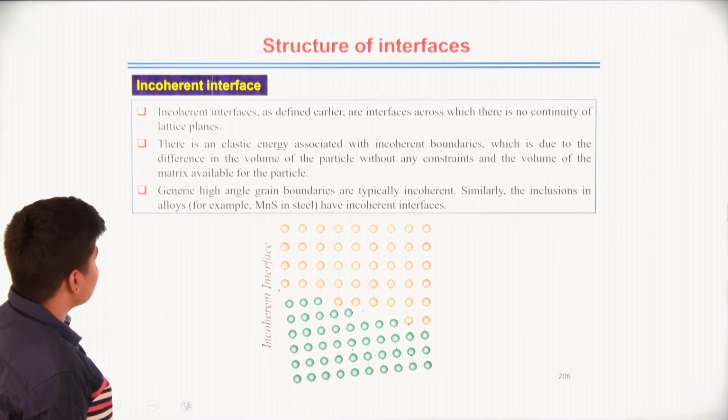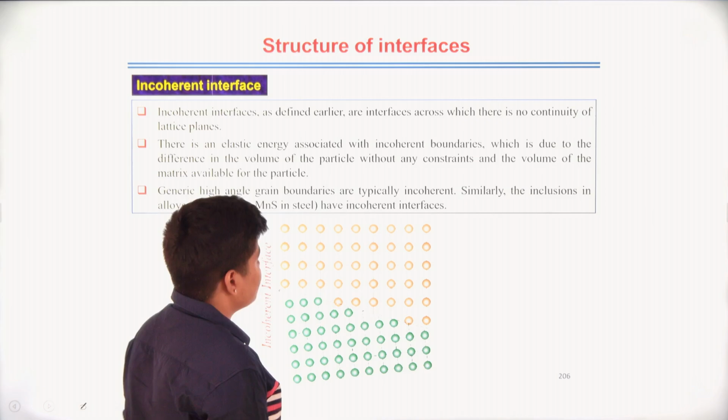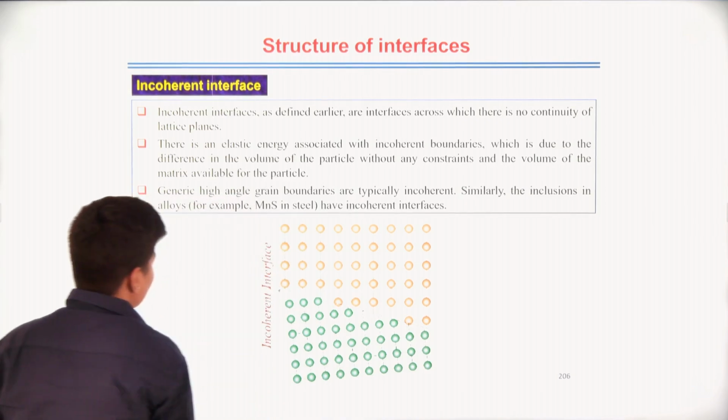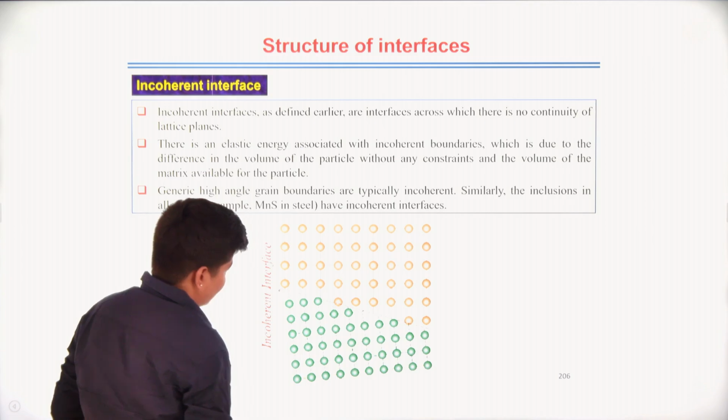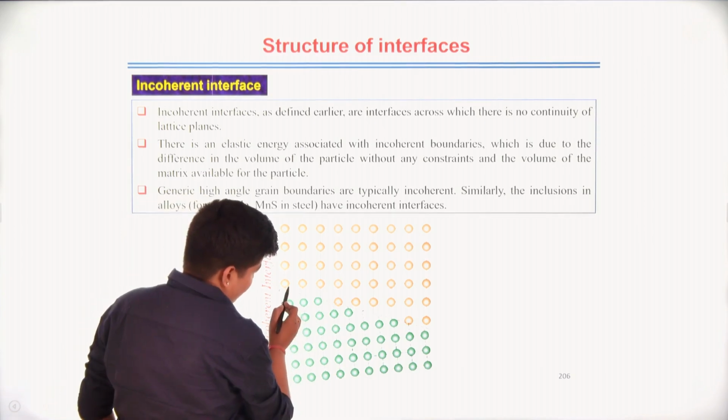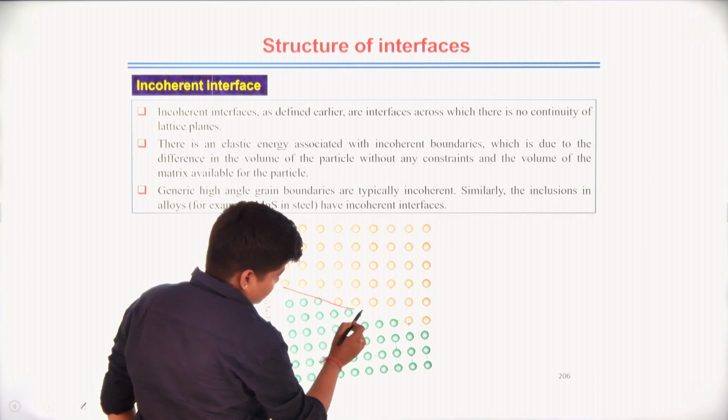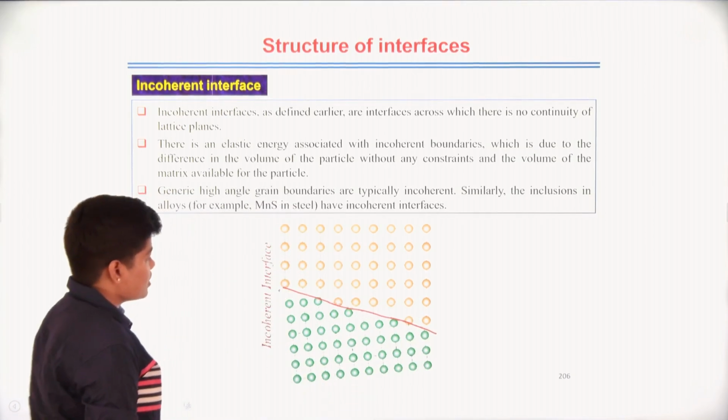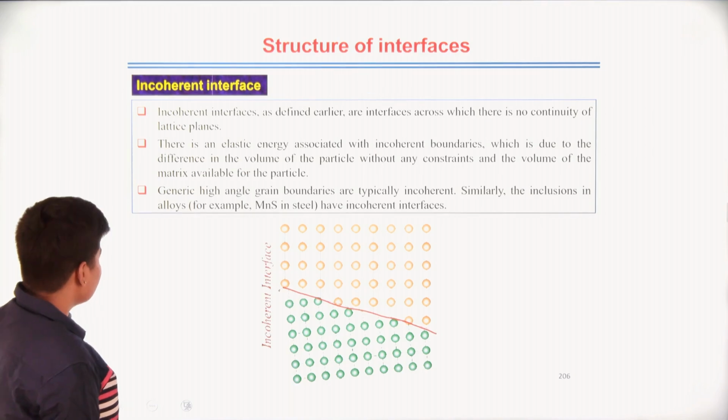And the last one is the incoherent interface. Incoherent interfaces mean there is no continuity of the lattice planes. As you can see, the lattice here is discontinuous. So this is an example of an incoherent interface.